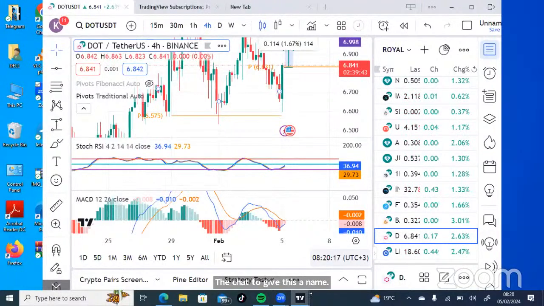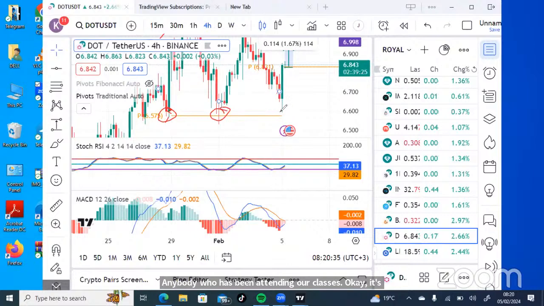Anybody in the chat to give this a name? Can I notate it again? Anybody who has been attending our classes? Okay, it's not 100% clear, but anybody who could see these 3 important reversal areas? Anybody? Let me see. Anybody on the call? Okay, 50-50. Can I increase it? Anybody else?